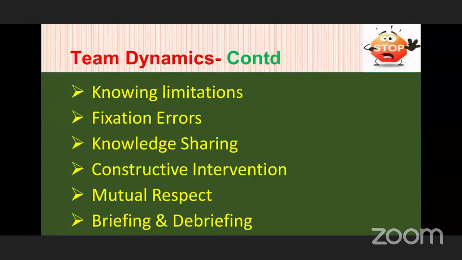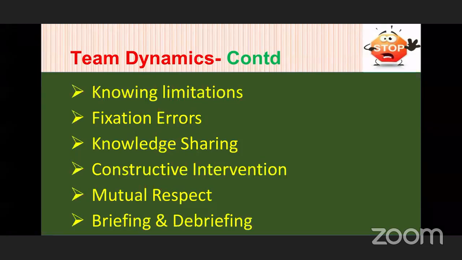As I already told you, the important components of team dynamics, I will quickly go through some of these important pillars, like knowing limitations. As I discussed before, if a member of the team is aware that he cannot perform a procedure, he should ask for help early. It means early advice before the situation gets out of hand.